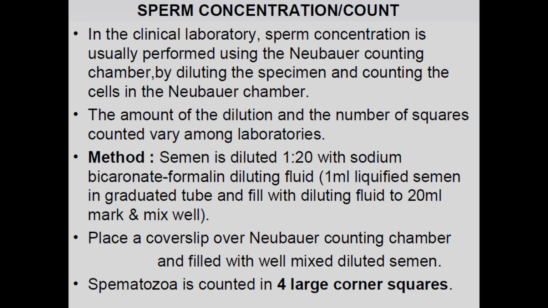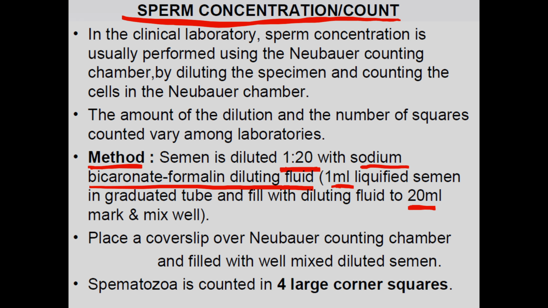Now come to the microscopic examination: how to count the sperm. This is the ideal method: dilution by 1:20, 1 ml of semen and 20 ml of diluting fluid. The diluting reagent is sodium bicarbonate formalin diluting fluid. Generally we count with the help of a modified Neubauer chamber, or more specifically a spermometer. The modified Neubauer chamber is ideal to count sperm on microscopy.